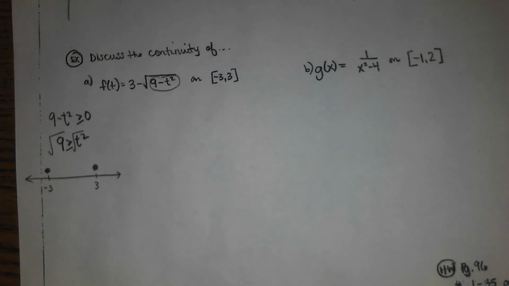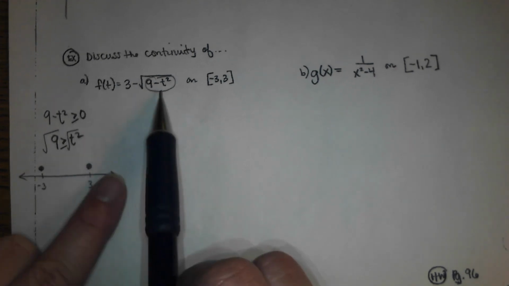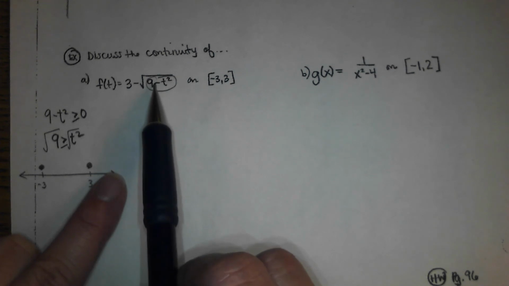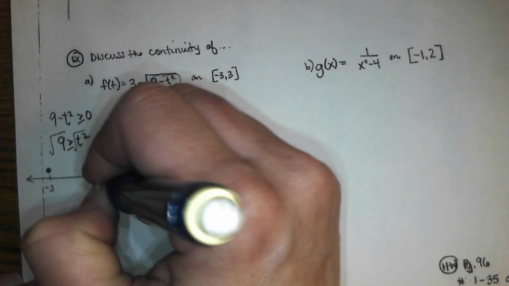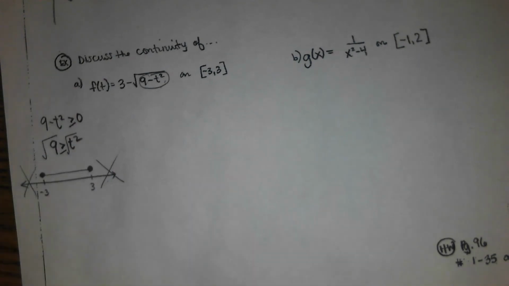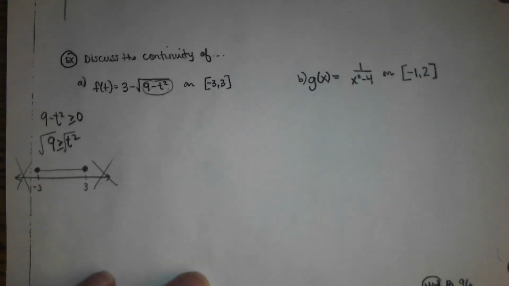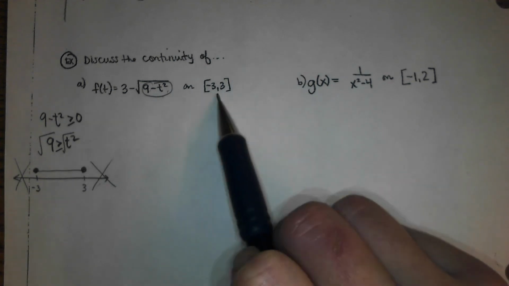But where is it that the points work? If you plug in a 4, is that okay? No, because it'll produce 9 minus 16, a negative number under a radical. Same thing with -4. So this graph actually only even exists in between -3 and 3. And so is it continuous on this closed interval?